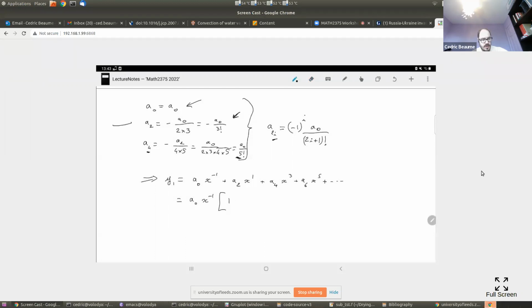a2 is there. So that's minus a0 over 3 factorial. So that's minus 1 over 3 factorial. We get an x squared here. Then we get plus a4, which is a0 divided by 5 factorial times x to the 4. Then we're going to have a minus sign. Remember this alternating minus sign that comes in. That's going to be 1 over 7 factorial x to the 6, etc. And that's what we get here when we write down this expansion.